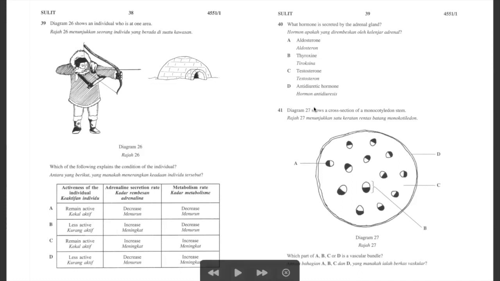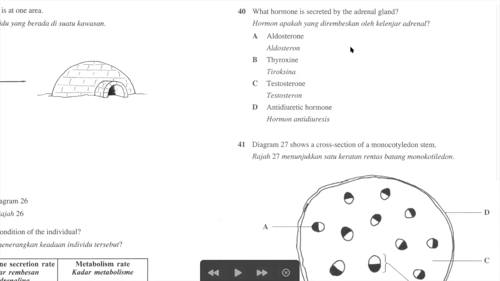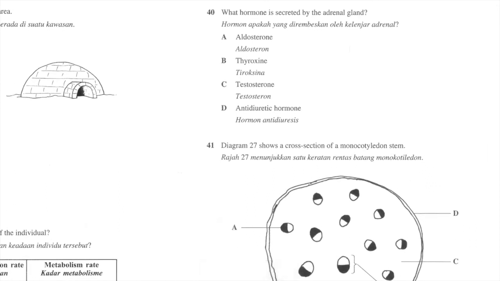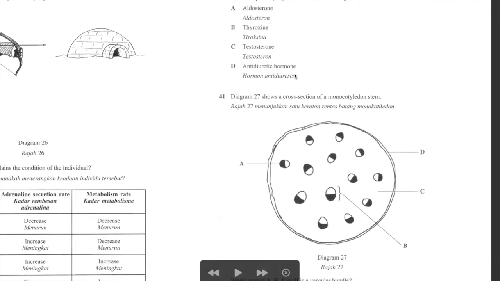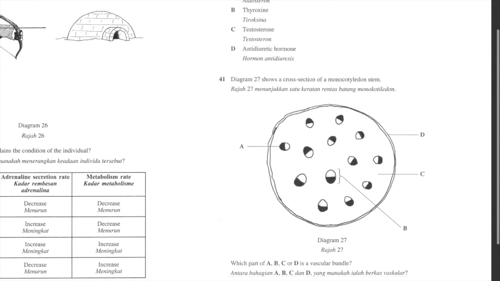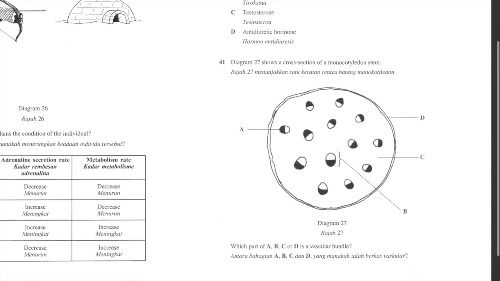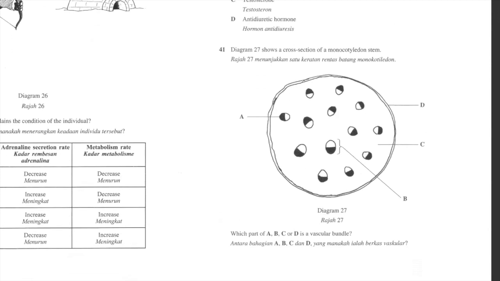Okay, number 40. What is the hormone released by the adrenal gland? The answer is A, aldosterone. Okay guys, so let's go. 41. Which part of ABC is a vascular bundle? Okay, jawapan dia adalah B.